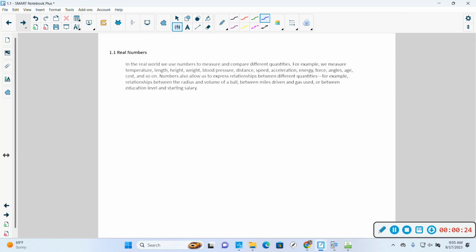Or my awesome archery scores. But anyway, numbers also allow us to express relationships between different quantities, radius, volume of a ball. Hey, here's a little throwback to geo, radius, volume, love it. Miles driven, gas used, or between education level and starting salary.